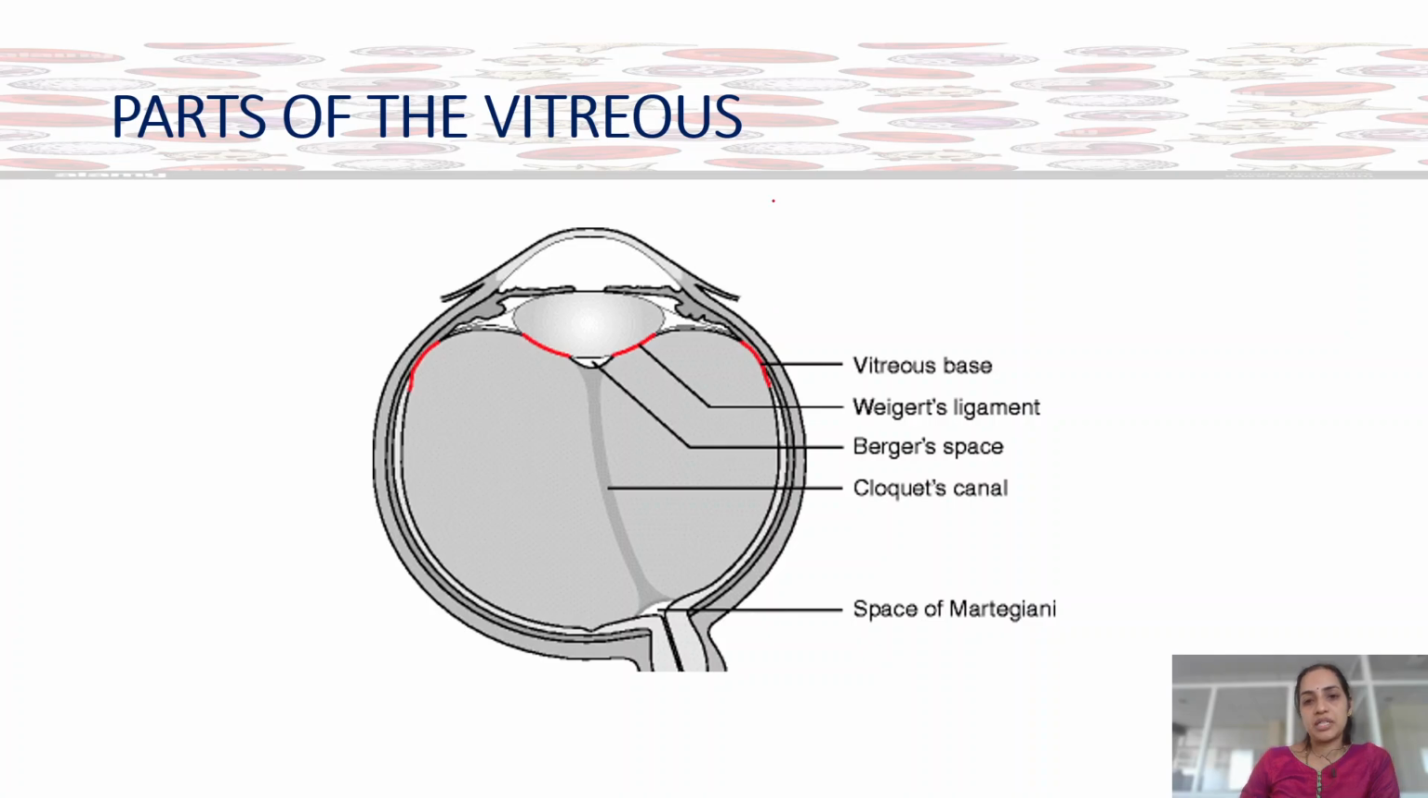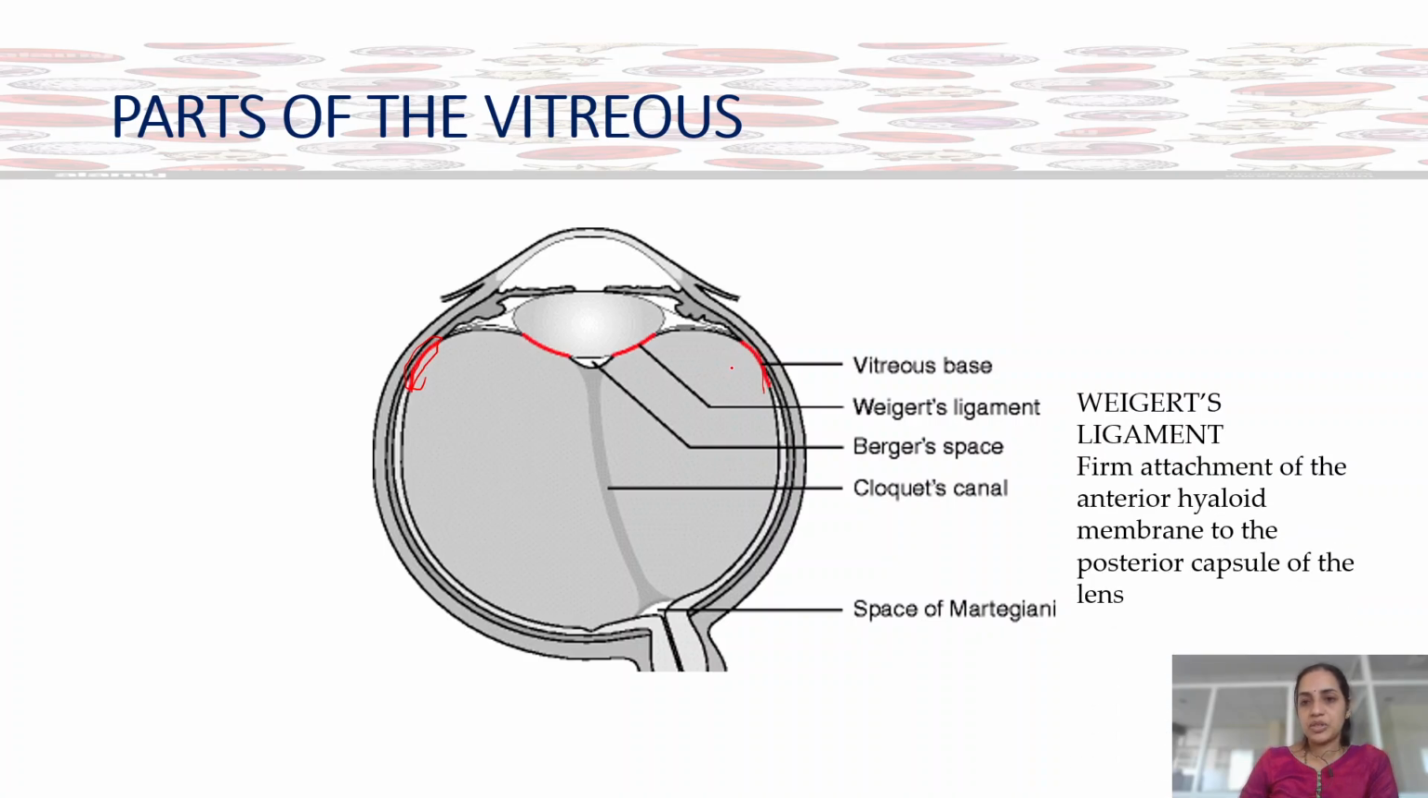So let's move on to the parts of vitreous. The vitreous is attached to the retina at something called the vitreous base, which is present straddling the ora serrata, 2 mm ahead and 2 mm behind the ora serrata. Then there is Weiger's ligament, which, if you take the cross section, is a circular taut ligament between the anterior hyaloid face and the posterior capsule of the lens.